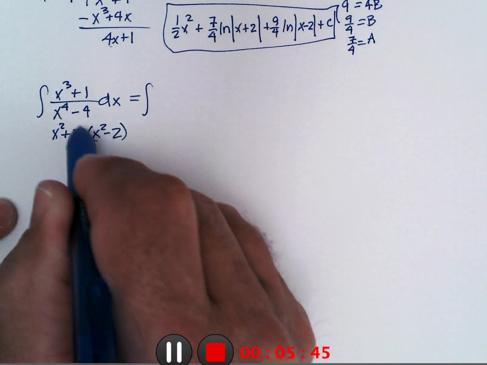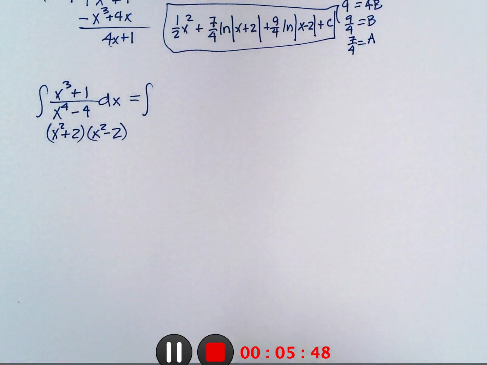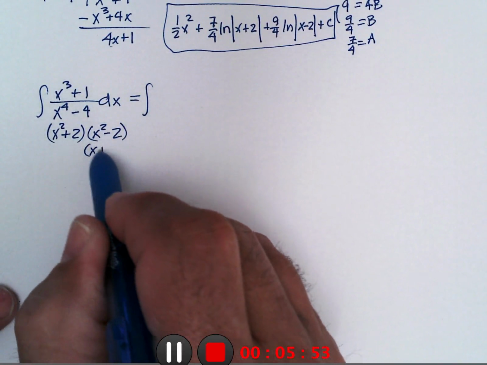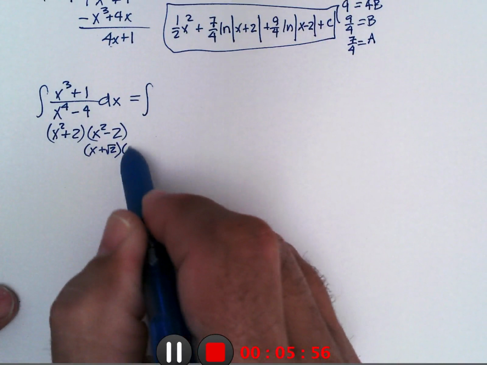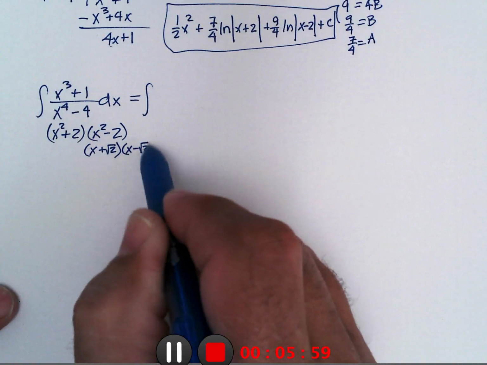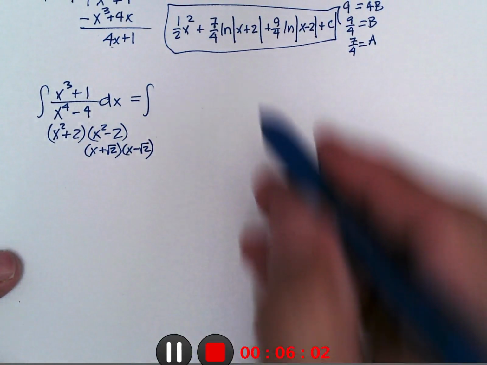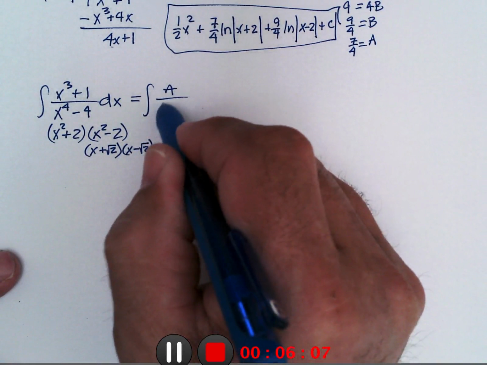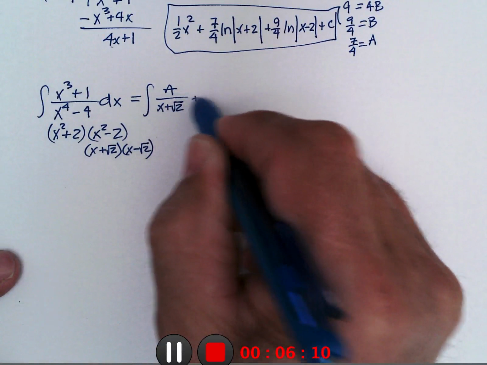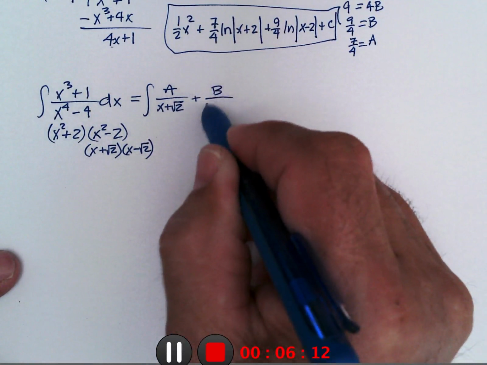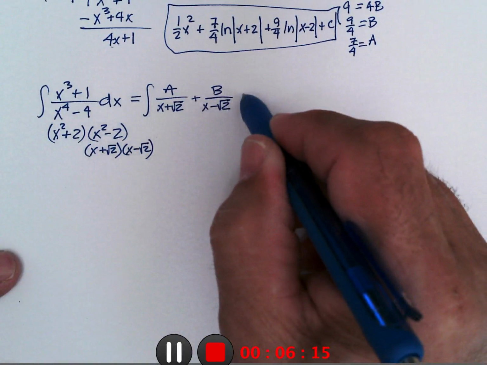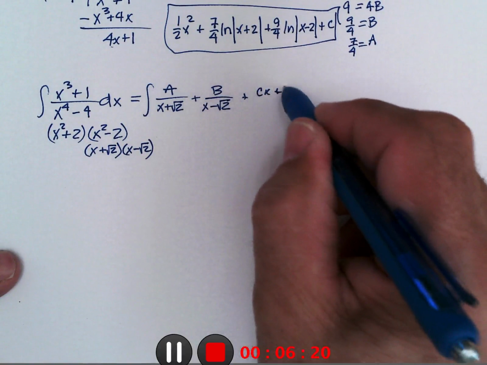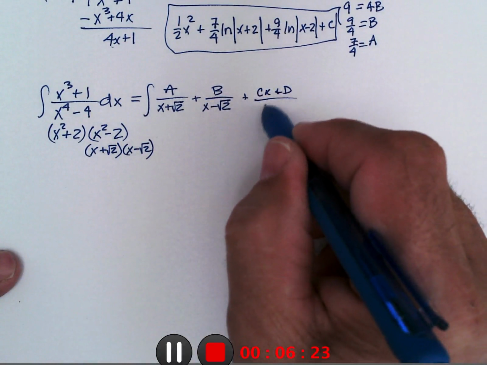And to do this with partial fractions, you would have to factor this one too: x plus the square root of 2 and x minus the square root of 2. These are linear factors, so I'll just put a over x plus the square root of 2 plus b over x minus the square root of 2 plus, this would be a quadratic factor, so I'm going to go cx plus d over that quadratic factor, x squared plus 2.